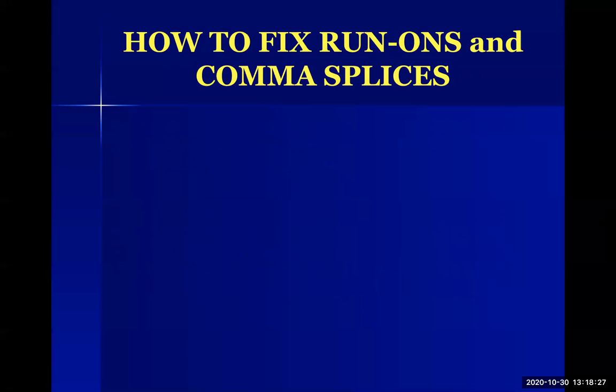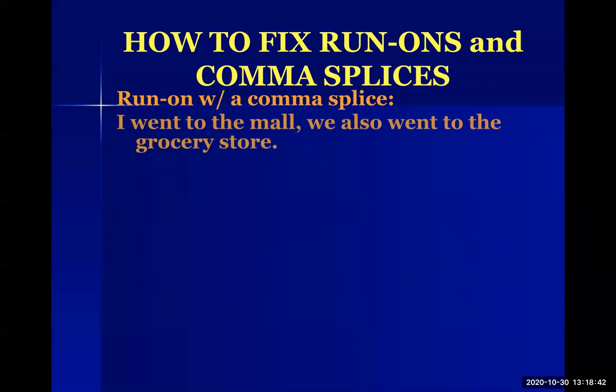So if you are somebody who writes really long sentences and tries to fix them with a comma only or doesn't punctuate them at all, there are three ways that you can fix them. I'm going to give you an example of a run-on with a comma splice. I went to the mall. We also went to the grocery store. If you were going to check this with "is it true that," and you check both sides, you're going to get a yes on both sides because they're complete sentences. But unless there's a comma and a conjunction between them, making it a compound sentence, you cannot have a sentence that's structured like this.